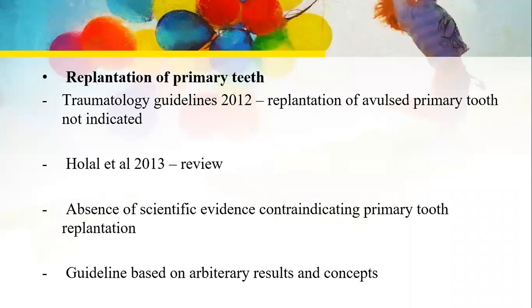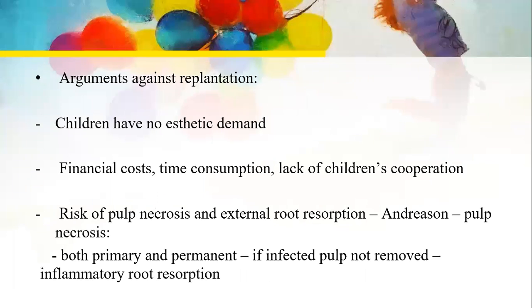So, there is an absence of scientific evidence contradicting primary tooth replantation, and there are no proper guidelines based on the arbitrary results and concepts. So, we can never say that replantation of the primary teeth is contraindicated when it gets avulsed. There are many arguments against the replantation of the primary tooth. Children have no aesthetic demand, so we need not replant the tooth.